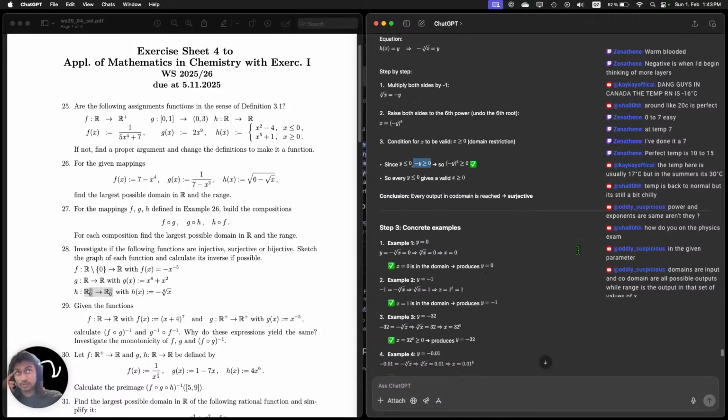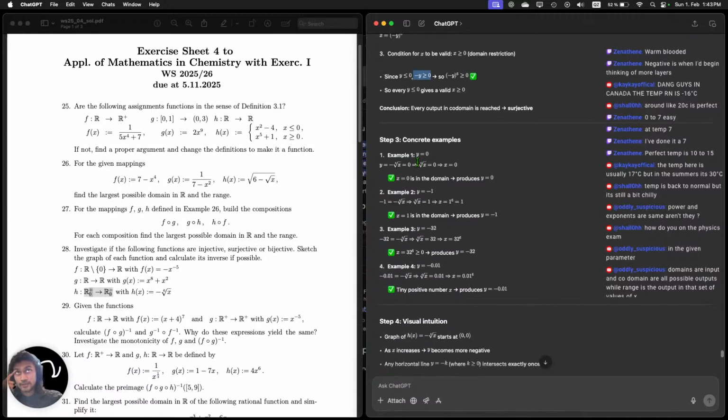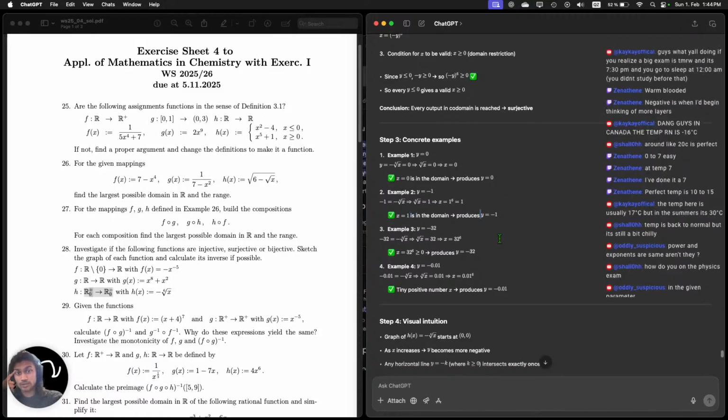Okay, concrete examples. Let's look at examples. Example 1, y equals 0. Y 0, x 0, yeah? Example, y equals minus 1. Y minus 1, minus cancels. So 1 raised to 6, 1. So x equals 1 gives y equals minus 1. Okay.